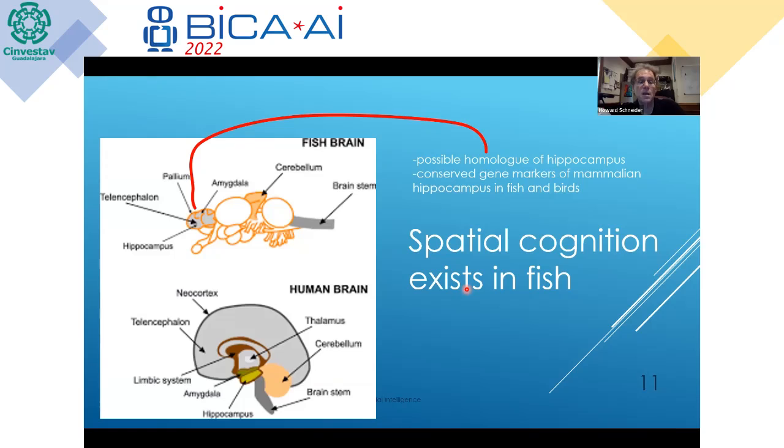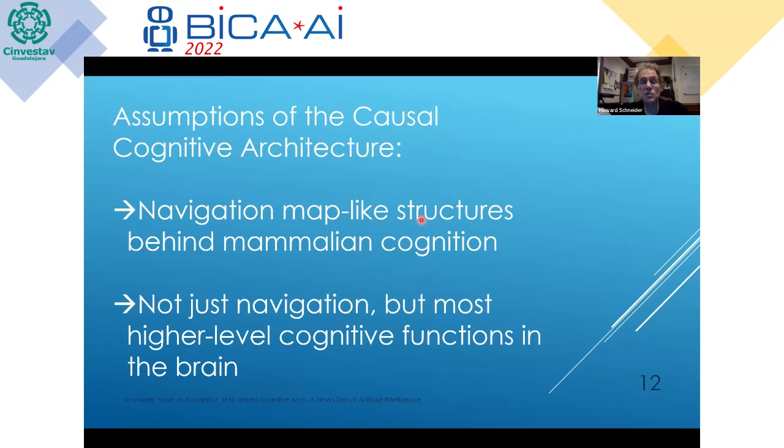From a genetic point of view, there are homologous genes in this little part of the fish's brain compared to our hippocampus. So the assumption of this architecture is that navigation map-like structures are behind all of our cognition. Given the way evolution works, with gene duplication, it's not that surprising that similar circuits probably got duplicated into our cortex. Again, that's my postulation. In terms of evidence, there's some starting to emerge in terms of the genetics.